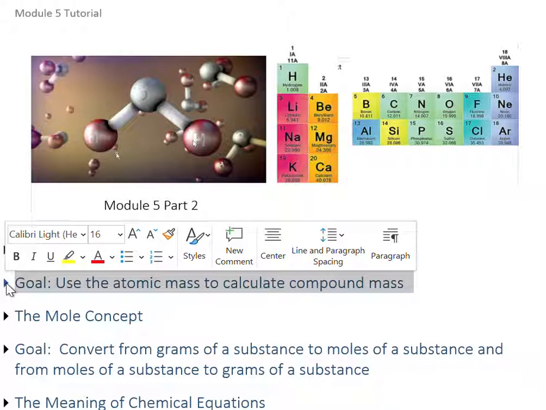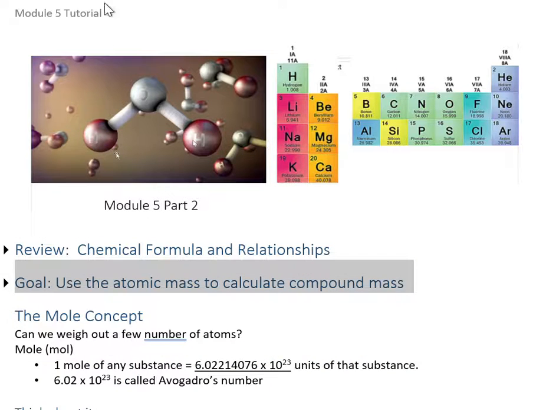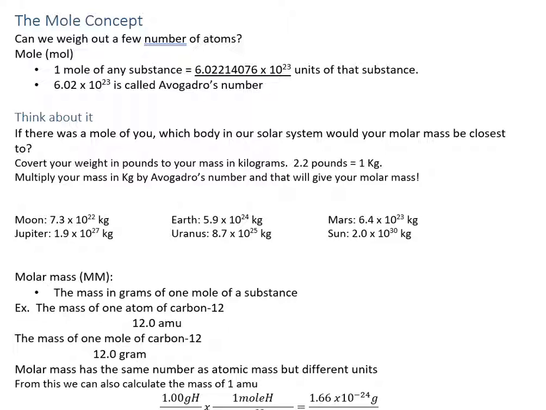All right, next thing we're going to look at is the mole concept. This is a very, very useful concept that enables us to actually do a lot of the chemistry that we want to do. So here's why the mole concept is so important. I asked the question, can we weigh out a few number of atoms? Well, the answer is no. Atoms are inconceivably small in size and small in mass. But if we have lots and lots and lots of atoms, eventually we get to a mass that we can weigh. The mole enables us to do just that.